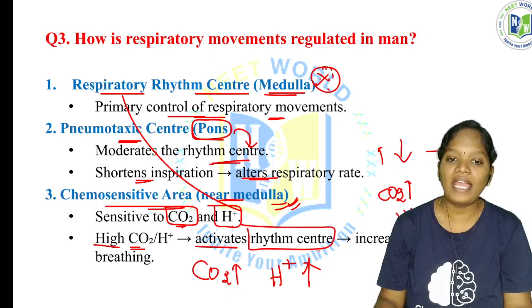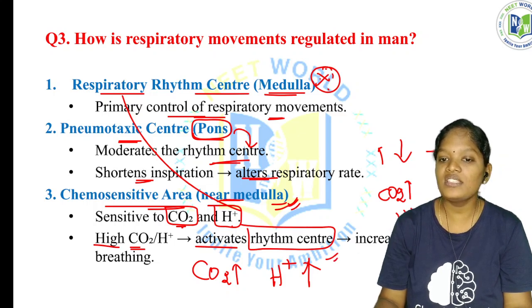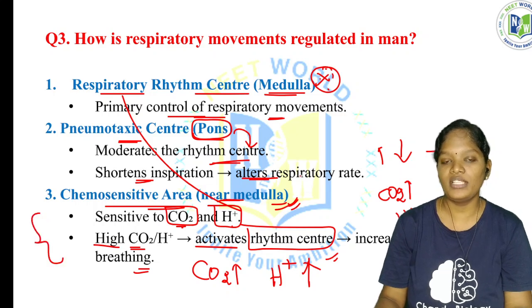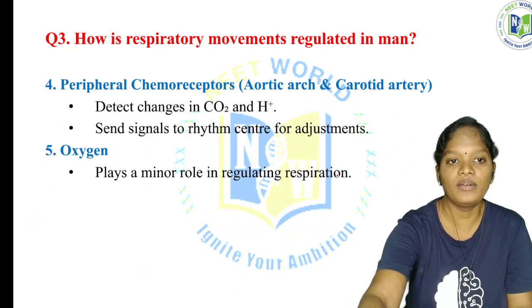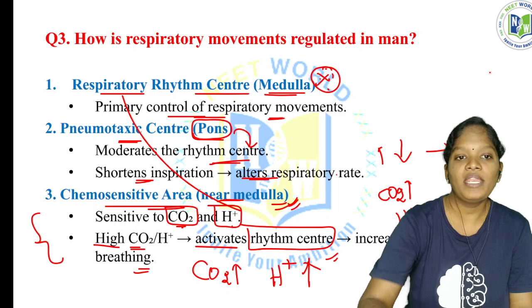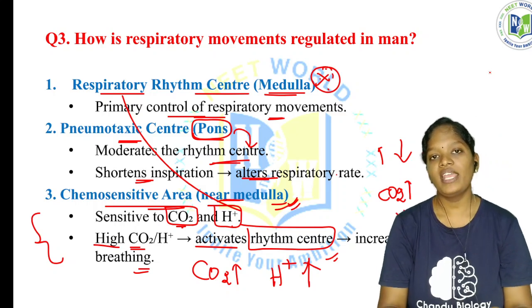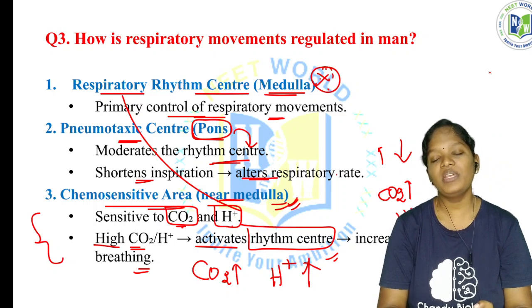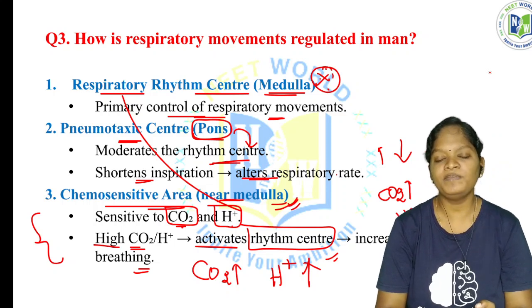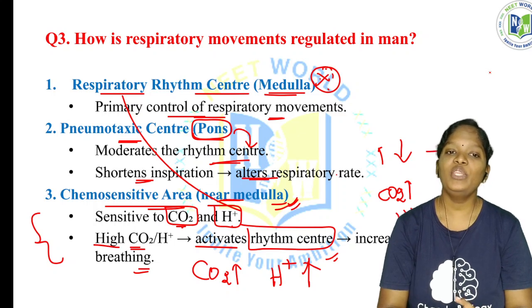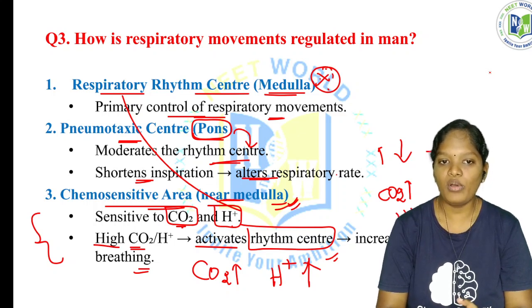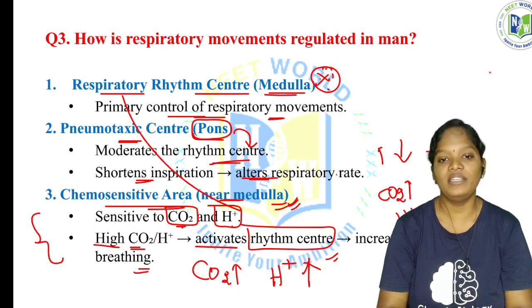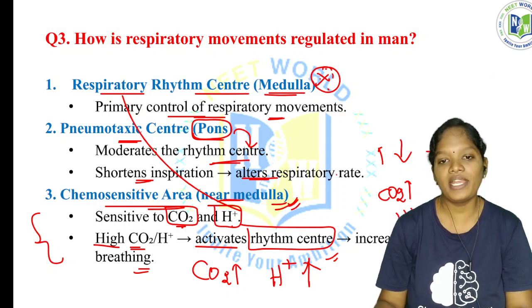This is the one activating the rhythm center, increasing the rate and depth of the breathing. Okay, so this is an important thing. The respiratory movements: first the medulla. In the medulla they have the respiratory rhythm center. So the primary control of respiratory movements will be in the medulla, and the pneumotaxic center, which is present in the pons, is maintaining the rhythm. As the inspiration is getting shorter, it is altering the respiratory rate.